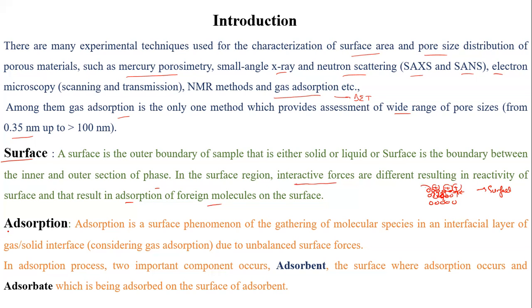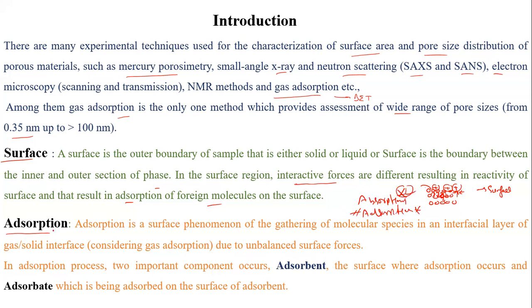Now, what is adsorption? We have two phenomena. One is absorption. Another one is adsorption. So we are dealing with this term, that is adsorption. Here in case of BET, we have nothing to do with absorption. What we are dealing with is the adsorption phenomenon, which is a surface phenomenon. Adsorption is nothing but the gathering of molecular species on the surface of any material.